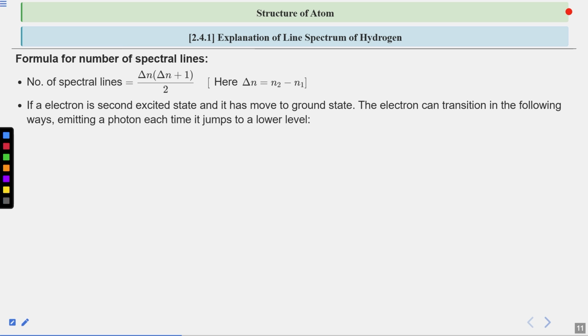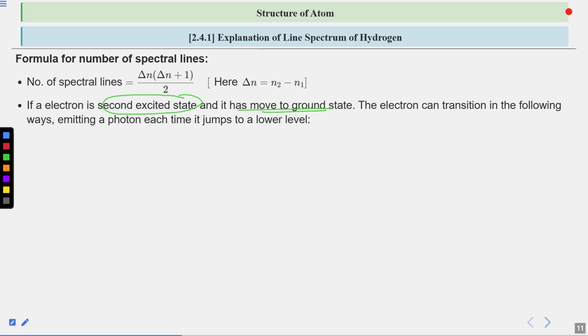Suppose we have an electron in the second excited state. That means n is equal to 3, n is equal to 2 is the first excited state. So our electron is in n equals 3. Then it moves to the ground state. So in this case, n will be equal to 1. When we do questions on this in NEET and JEE PYQ, you will see an example of this same question. It was asked to calculate the number of spectral lines. So in the second excited state, n is equal to 3, and in the ground state, n is equal to 1.